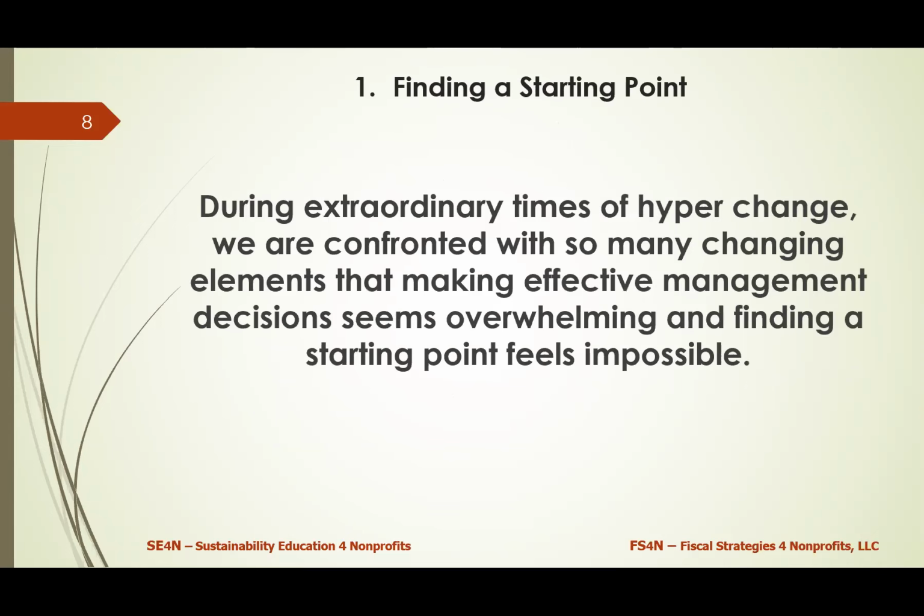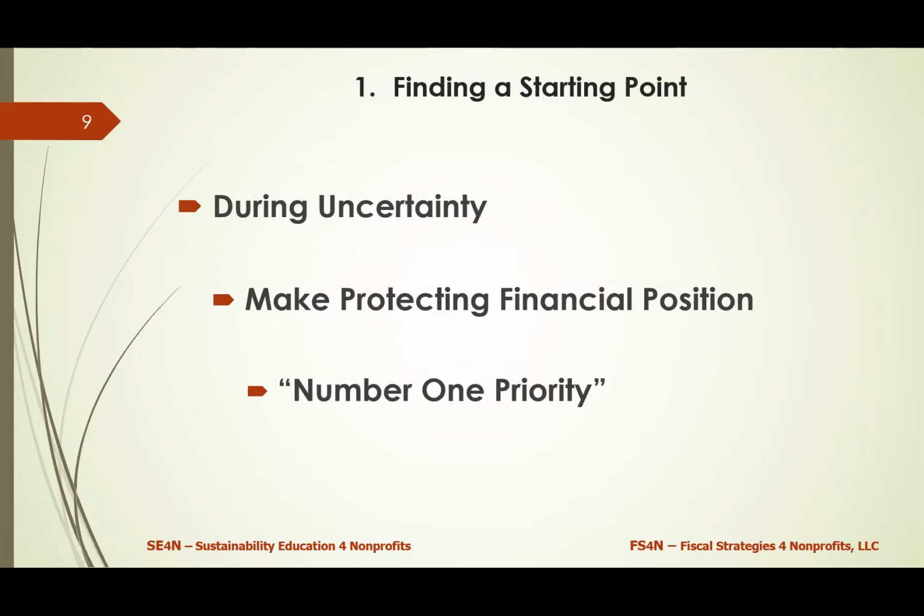Okay, starting point. Just to restate the position: during the extraordinary times of hyperchange that we are confronted with now, making effective management decisions is overwhelming. And if we can do what I talked about earlier, which is give overweight preference to the financial impact of these decisions, it'll actually help guide us, because there are infinite variables we're dealing with that are changing literally before our eyes. I can't tell you how many times factors on the ground have changed on a daily basis.